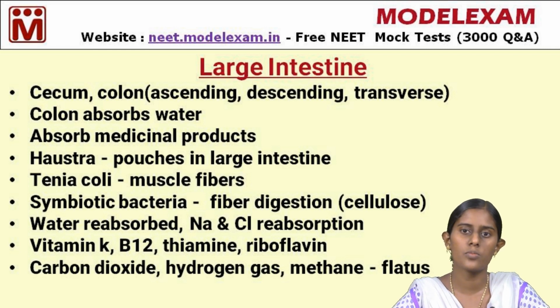The gases produced in the small intestine or stomach are also present in the large intestine region. What are the gases? Carbon dioxide, hydrogen gases, methane. These are formed as flatus. Some other gases are also seen in this.